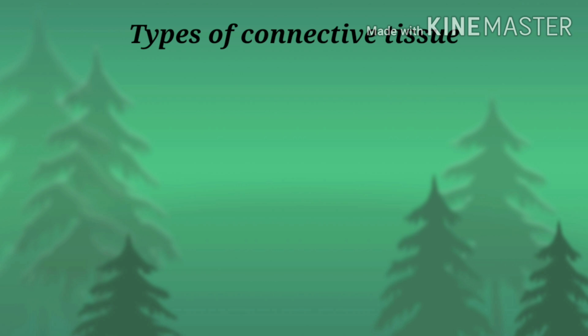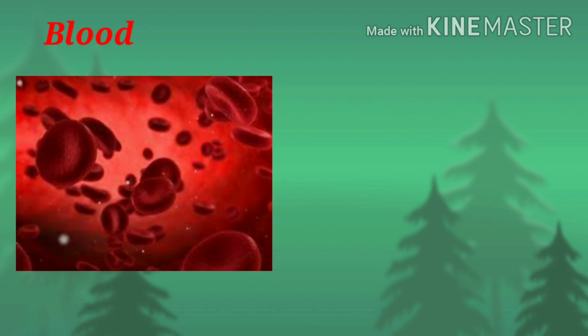Now let us have a discussion about the different types of connective tissues. There are different types of connective tissues. The first one is blood. Let us have a discussion about the blood.